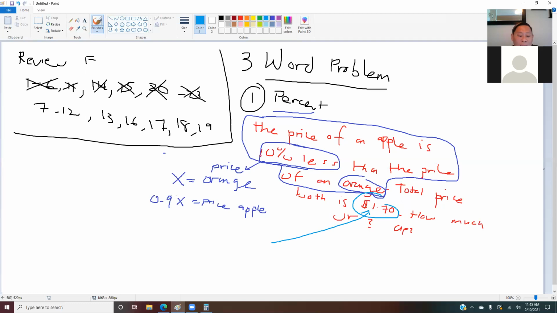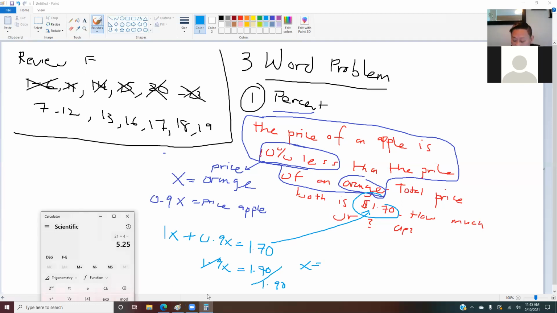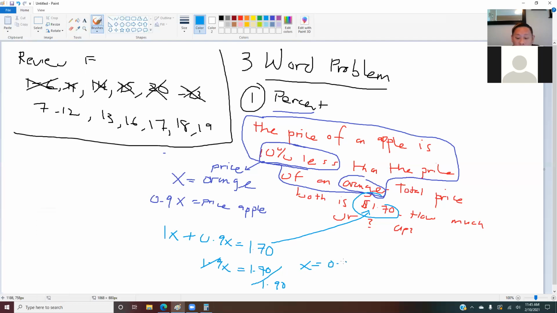So total price means you add this. You add the price of an orange with the price of an apple, you will get $1.70. You add this one up because these are like terms, so you can add them up. So 1 plus 0.9 is 1.9x equals $1.70. And then you divide this by 1.9. So x in this case, if you use your calculator, 1.7 divided by 1.9, is 0.89. So this 89 cents is the price of an orange.